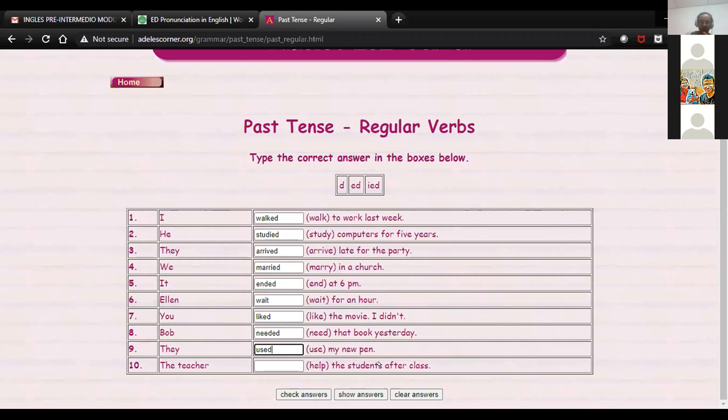They used my new pen. Hope. Okay, check the answers. Then the teacher helped the student after class.